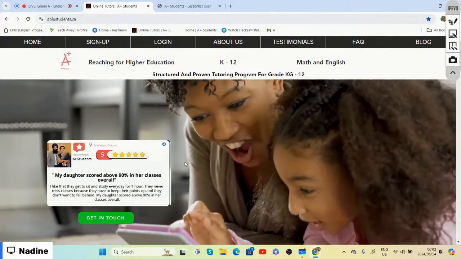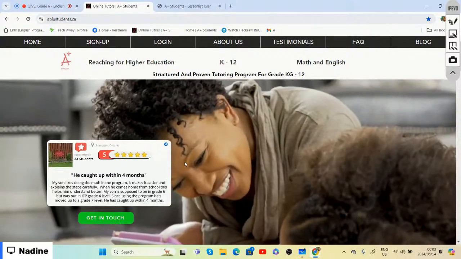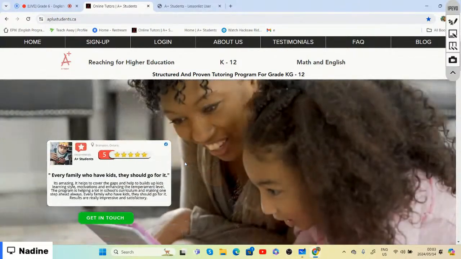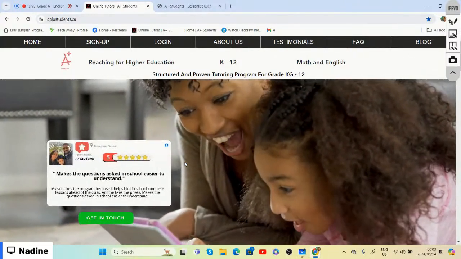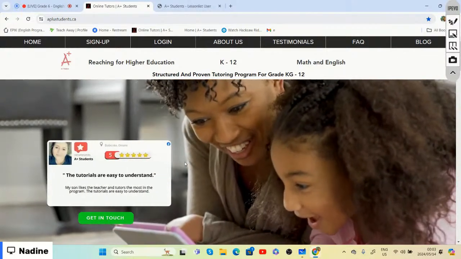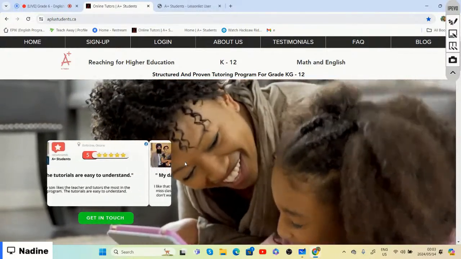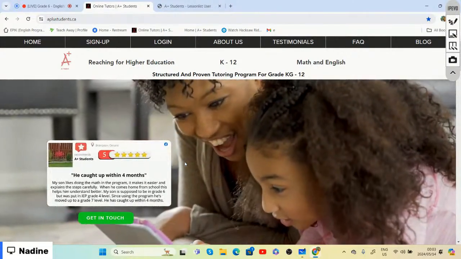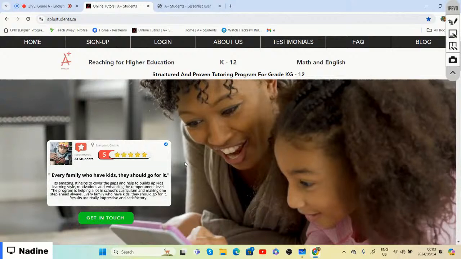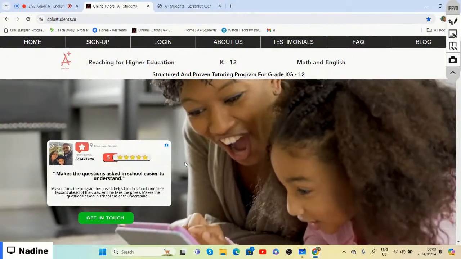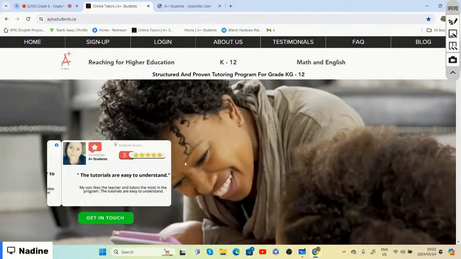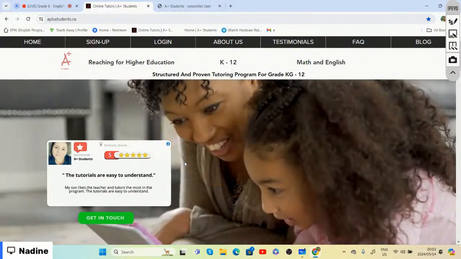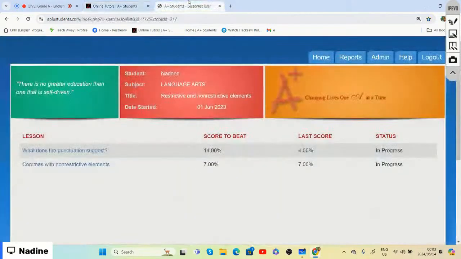Today, we'll be doing our grade 6 English lesson on restrictive and non-restrictive elements. Before we start with our lesson, we're going to log on to aplusstudents.ca with our username as well as our password. Then we're going to select the subject of English Language Arts, grade 6. Then we're going to scroll down until we get to the chapter of restrictive and non-restrictive elements.